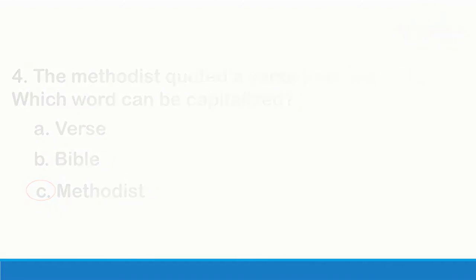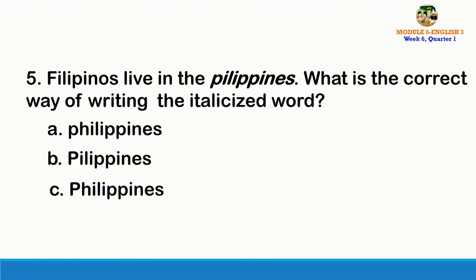Number 5. Filipinos live in the Philippines. What is the correct way of writing the italicized word? Letter A, small letter P, H-I-L-I-P-P-I-N-E-S, Philippines. Letter B, big letter P, small letter I-L-I-P-P-I-N-E-S, Philippines. Letter C, big letter P, small letter H-I-L-I-P-P-I-N-E-S, Philippines. The correct answer is letter C. Great job! You answered all the questions correctly. I'm glad that you have learned something new today.